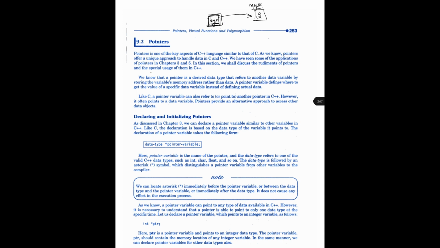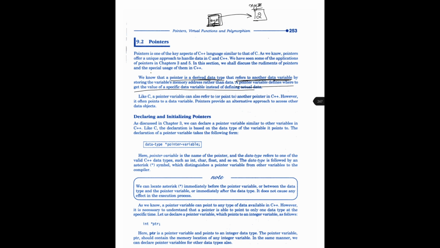So first thing is, pointer is a derived data type. It is not primitive like int, char or float, double, etc. It is a derived data type. Next thing, it refers to another data variable. Now this data variable can be user defined, can be derived, and can be primitive as well. So you can point to any of the various types of data types, whatever you want to point to. And the very basic definition of pointer, if you want to learn, is: a pointer variable defines where to get the value of a specific data variable instead of actually defining the data.